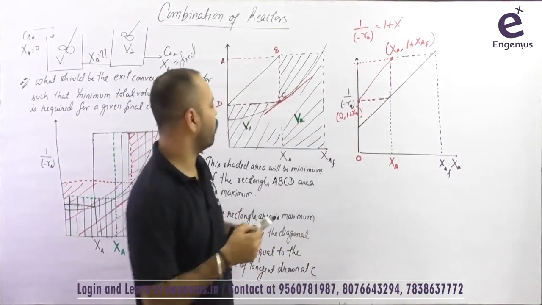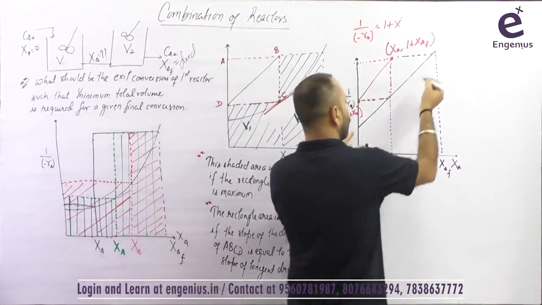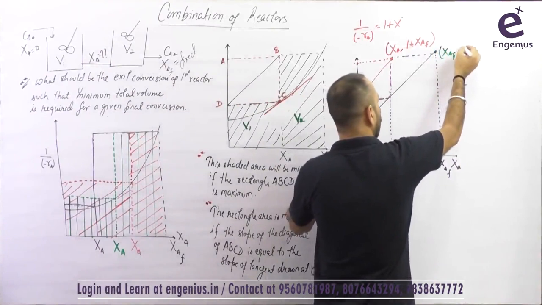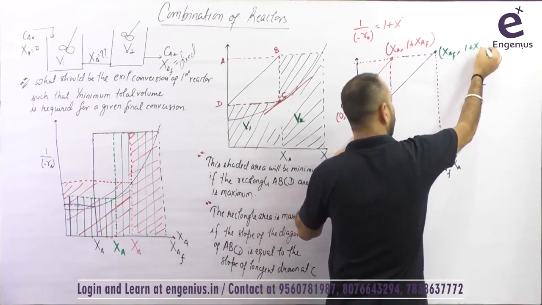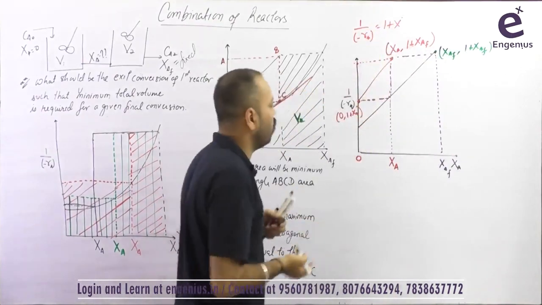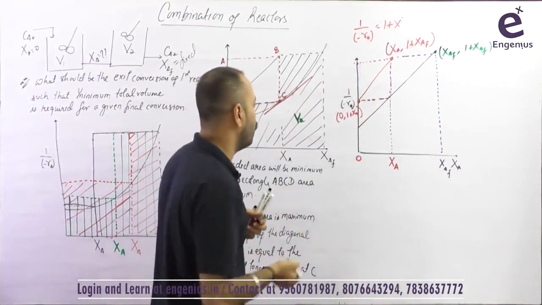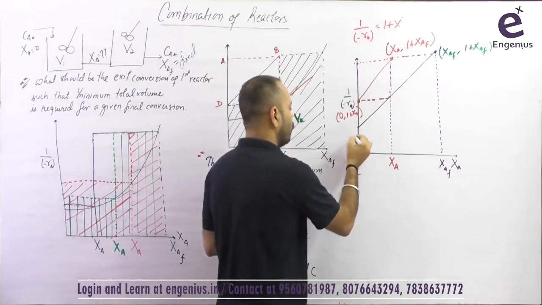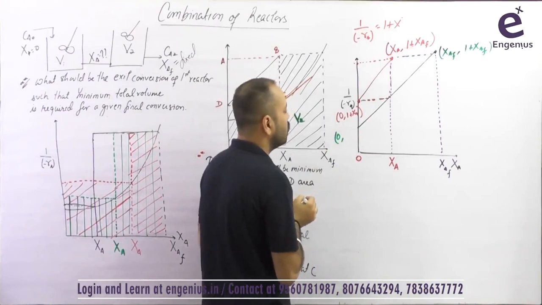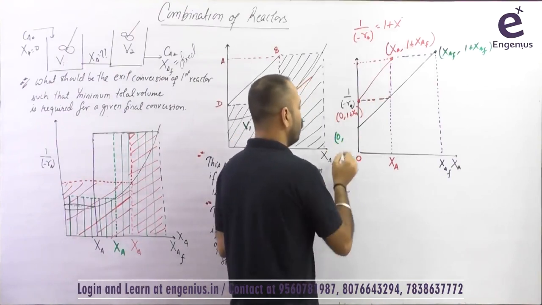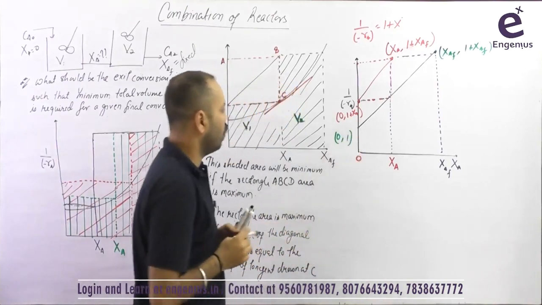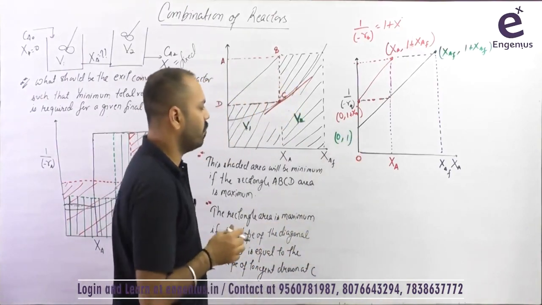And suppose, let's write the coordinates of this line so that I can find the tangent of this also. What is the coordinate here? Xaf and 1 plus xaf. Why am I writing 1 plus xaf? Because the equation of this line is 1 plus x. So just put the value of xaf and you're going to get the coordinate. And what is the coordinate of this point? x is 0, and if you put conversion equal to 0, you get y equal to 1. Fine.